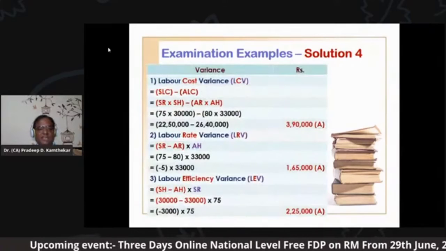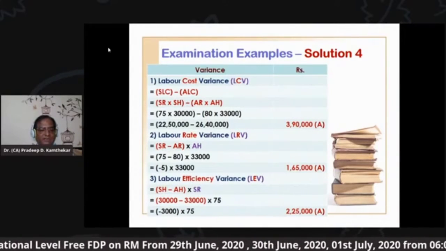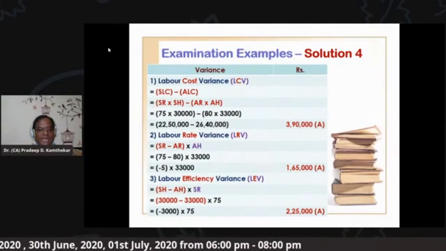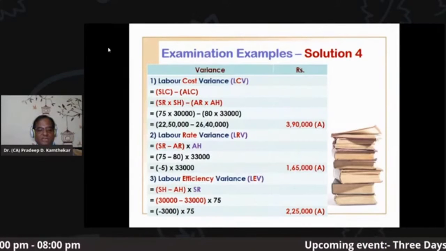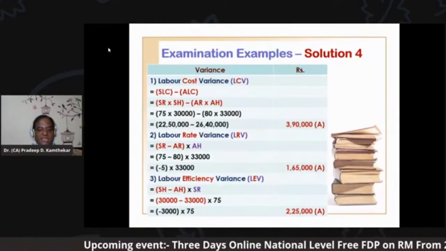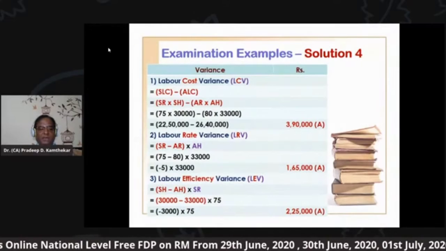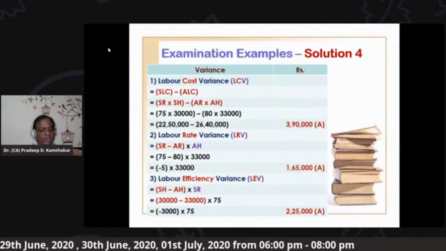So let us see first the labor cost variance. Standard labor cost, that is standard rate into standard hours, 75 into 30,000, 22 lakh 50,000. Actual labor cost, actual rate into actual hours, 80 into 33,000, that is 26 lakh 40,000. So here the variance is negative, and negative variance we call adverse. So here labor cost variance is 3 lakh 90,000 adverse.